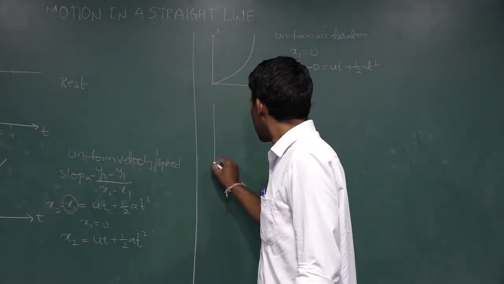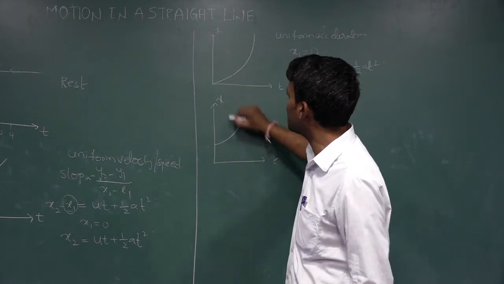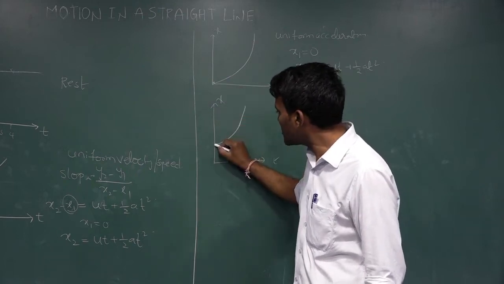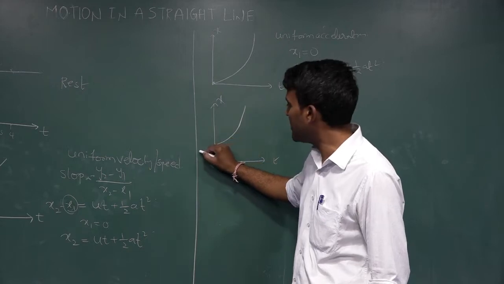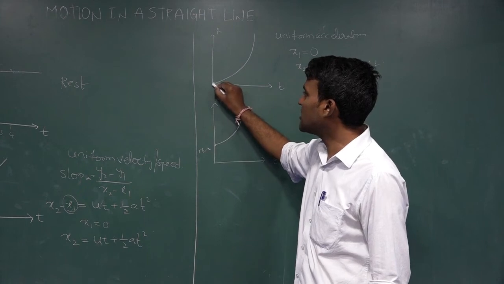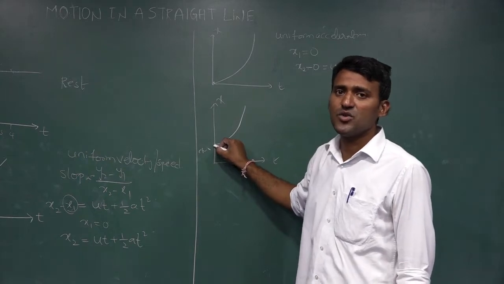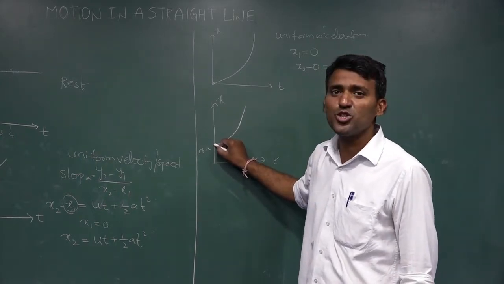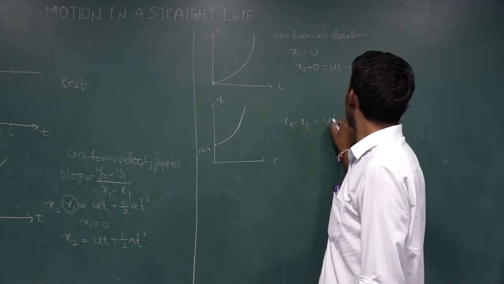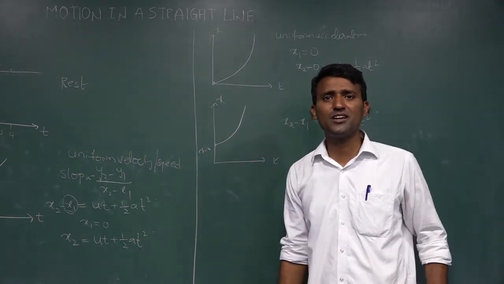And if you take the same curve like this, position and time, this is also increasing, but here it does not start with initial position 0. Here it started with the initial position x1. Here there is a y intercept. So at that moment the initial position is not equal to 0, and you can write the equation as x2 minus x1 is equal to ut plus half at square.